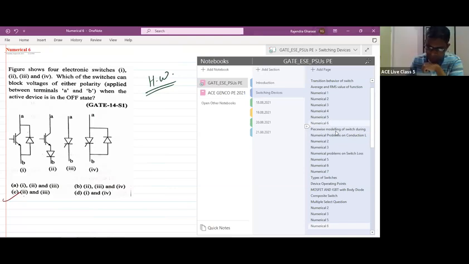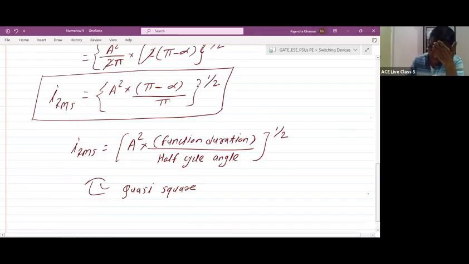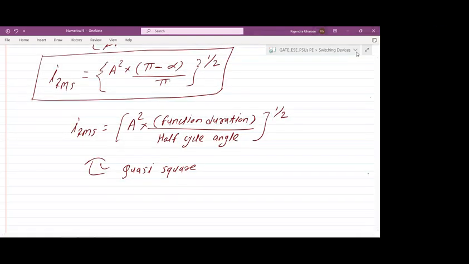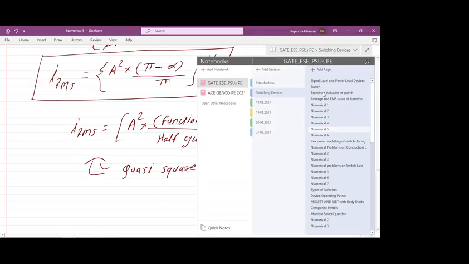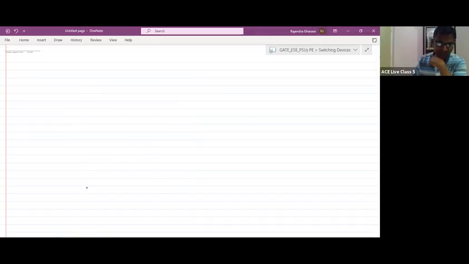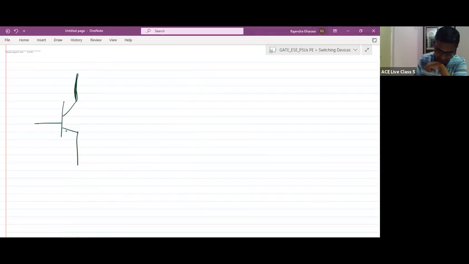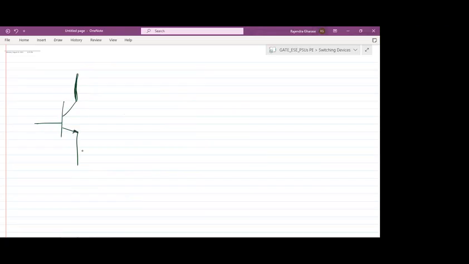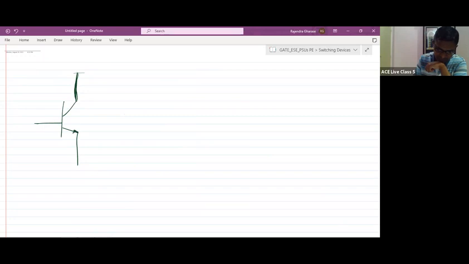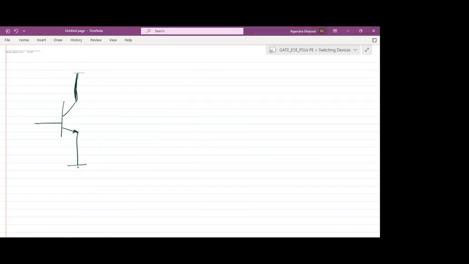Which question are you saying? It's other than that question. Tell me, what do you want? Draw one BJT, and at the emitter terminal use a diode with reverse polarity, in series with it. Here, the emitter terminal, downward. Reverse polarity of the diode.